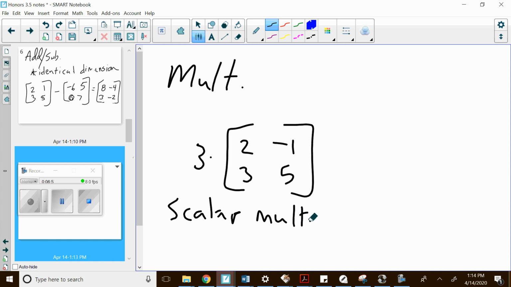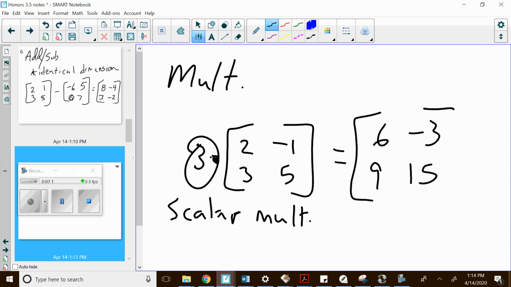All you're doing is scaling the numbers up by this number right here. So there'll be a multiplication sign. That's a number, that's a matrix, and it's literally as easy as distributing that number to all elements of the matrix. So it'd be 6, -3, 9, 15. In other words, you're scaling up all the elements of that matrix by 3. It's called scalar multiplication. Okay.